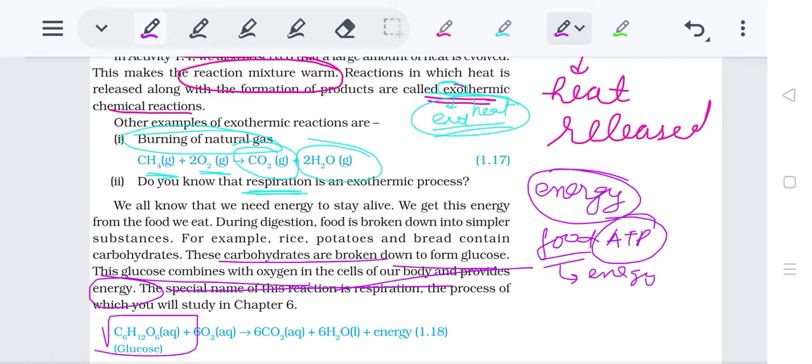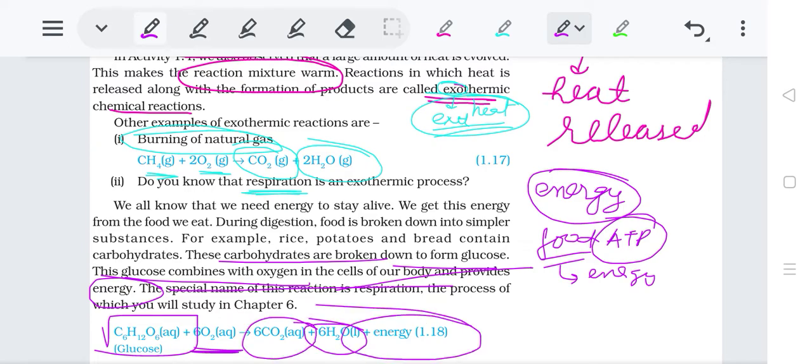We have glucose. When it reacts with oxygen, it gives 6 carbon dioxide, 6 water and energy in the form of ATP.